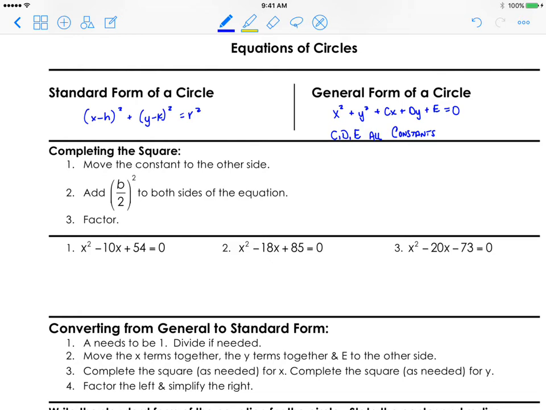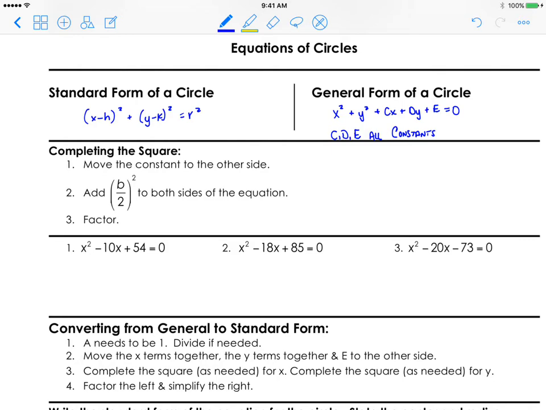Because if you look at our standard form of a circle equation, x minus h squared and y minus k squared equals r squared, we have two square binomials in our equation. So x minus h squared and y minus k squared are both square binomials. So we're going to complete the square twice to go from general form to standard form. All right, so we're going to practice completing the square first.